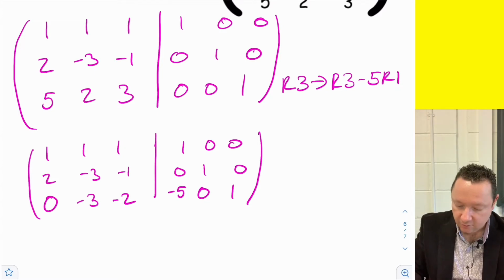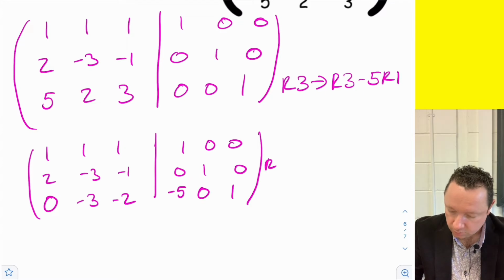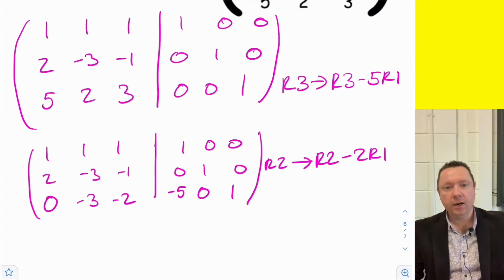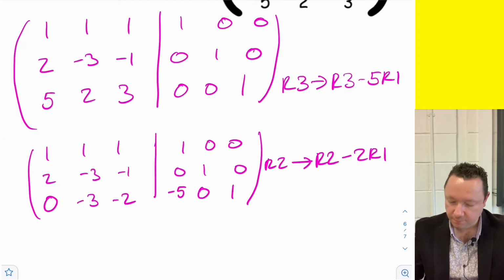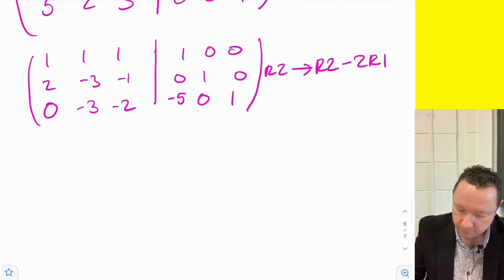So now we can't get a 0 here because it will affect this 0. So the next one we're going to try and get a 0 for is here in row 2. So row 2 is going to become row 2 minus 2 row 1. And there's no right or wrong way to do this. As long as you're building it up and getting an identity matrix, then you're fine. It just takes a bit of trial and error and puzzling. So let's do that one.